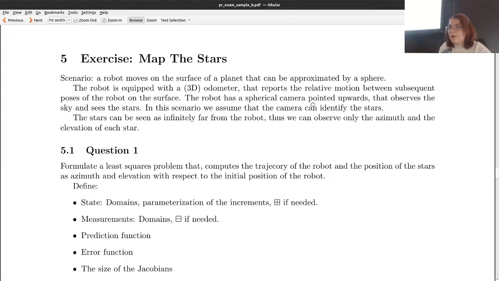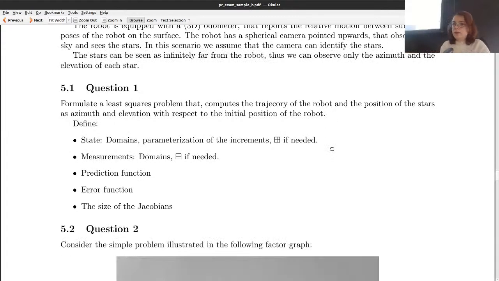The robot has a spherical camera that observes the sky and sees the stars. The camera can identify the stars, meaning that the stars are identifiable, so we do not need to perform data association. Data association is given. Stars can be seen as infinitely far from the robot, and so we are only able to see a direction for each star, which is identified by azimuth and elevation. Or, as you might remember from an exercise on registration, elements of the sphere can be represented as unit vectors in 3D. But we are going into this in more detail further.